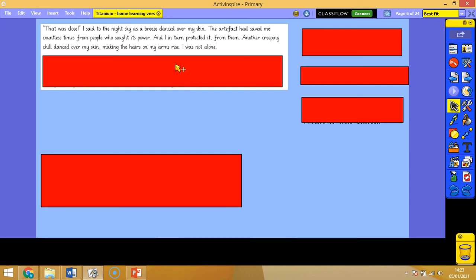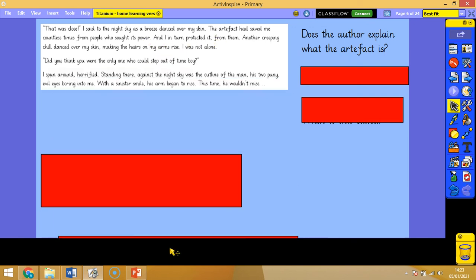I was not alone. So again, here we've used short sentences to introduce a menacing part. We've also used dialogue to advance the story on. Okay, that was close. Okay, allows us to go into further explanation of, at this point, the artifact. So he's explained a little bit more about the artifact. We know it's very powerful, and we know that this person is like its guardian.